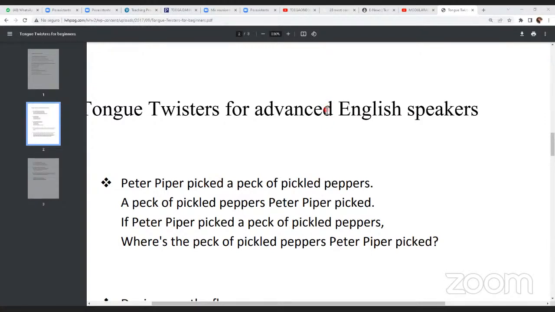Peter Piper pick a peck of pickled peppers. A peck of pickled peppers Peter Piper picked. If Peter Piper picked a peck of pickled peppers, where's the peck of pickled peppers Peter Piper picked? Good job. Well done. The only word is, like you said, picked, right? And it's picked. Yes, it's picked. But everything was okay.